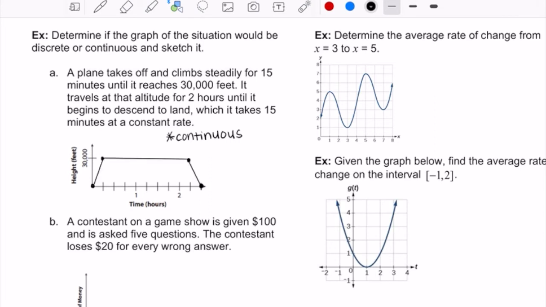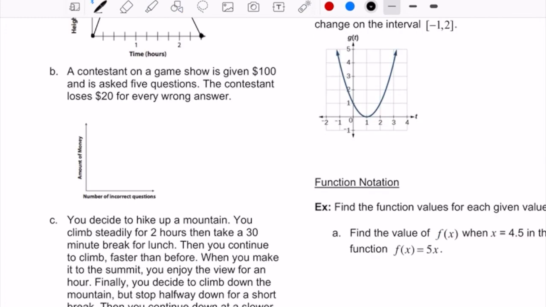And so when I graph this function, I do draw the line that connects the points. On B, it says a contestant on a game show is given $100 and then asked 5 questions. The contestant loses $20 for every wrong answer. So they start out with $100.